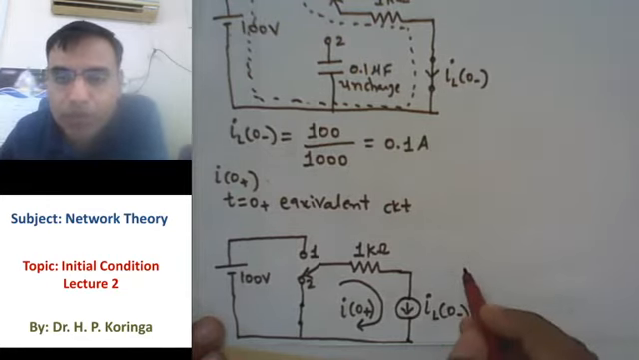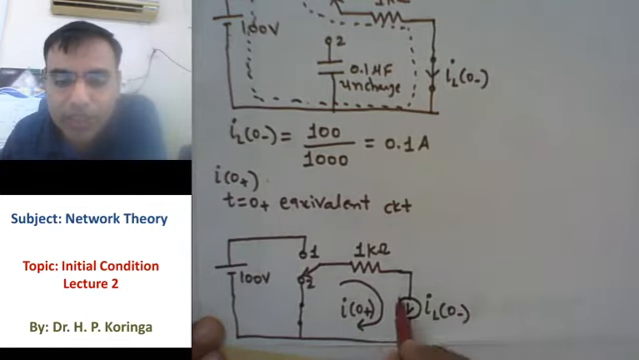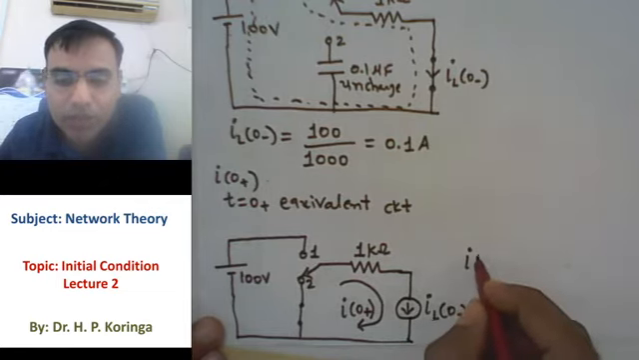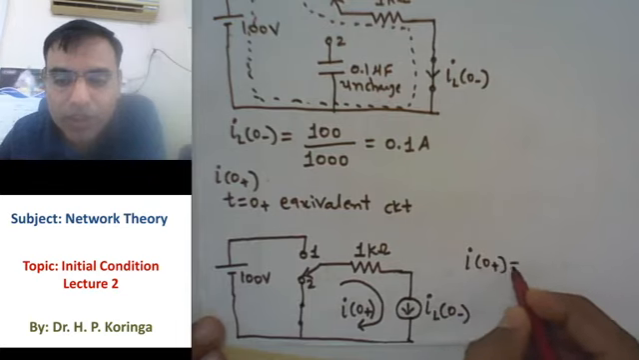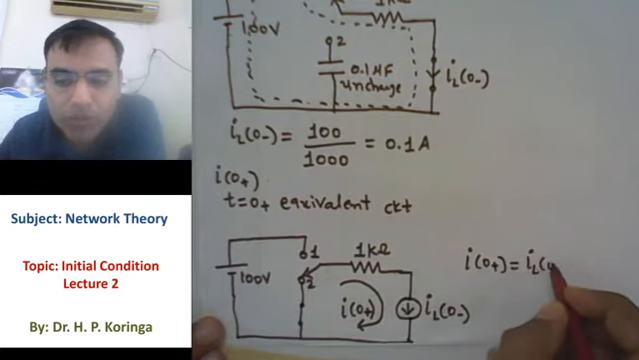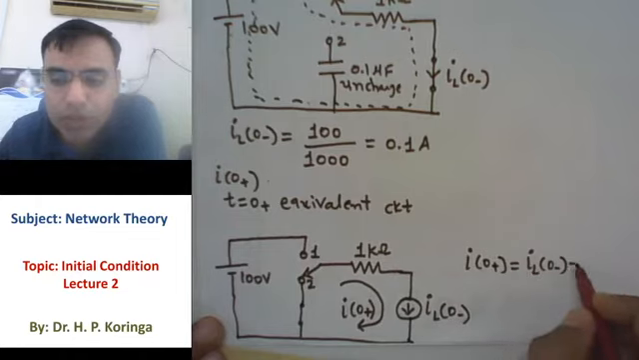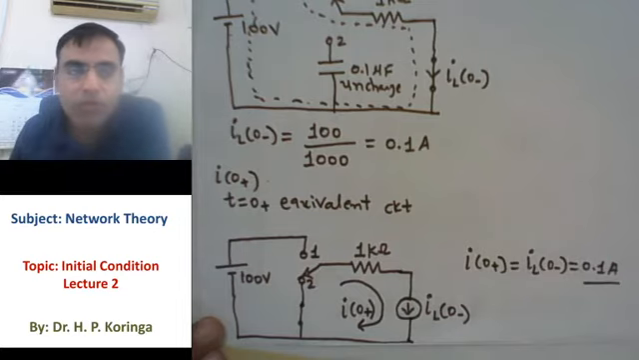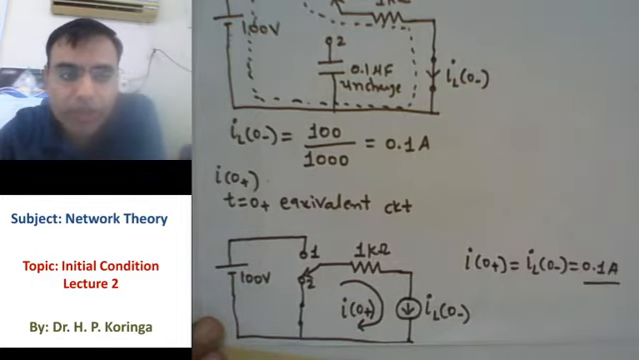So what is i of 0 plus in this network? In this loop we have the current source, so whatever the value of the current source, that is i of 0 plus. The current source value is 0.1 ampere, so i of 0 plus is 0.1 ampere. So our first answer is i of 0 plus, and its value is 0.1 ampere. The procedure is that we have to draw the equivalent network at t equal to 0 plus. This is the procedure to find the initial condition.